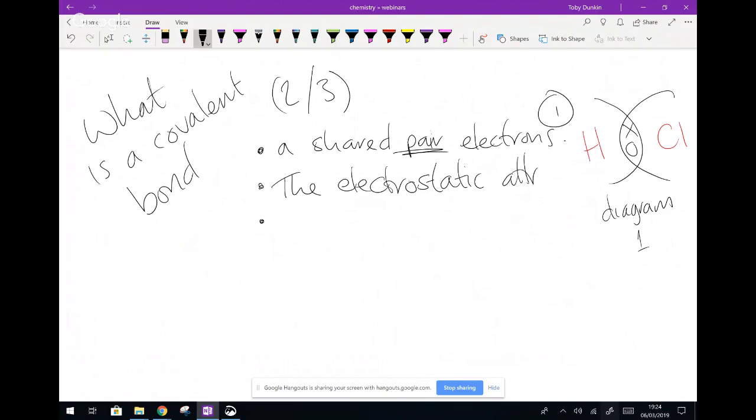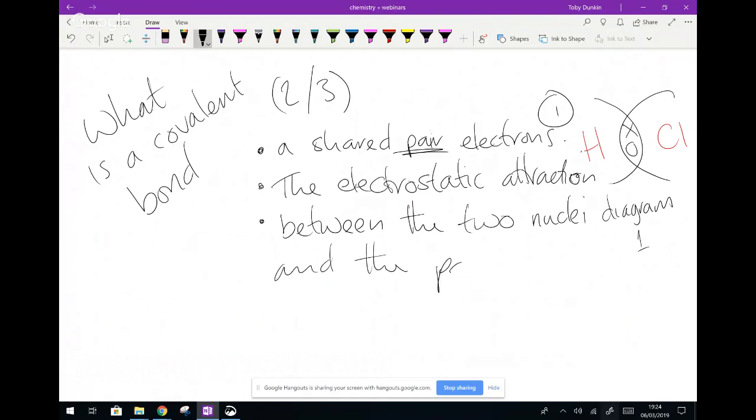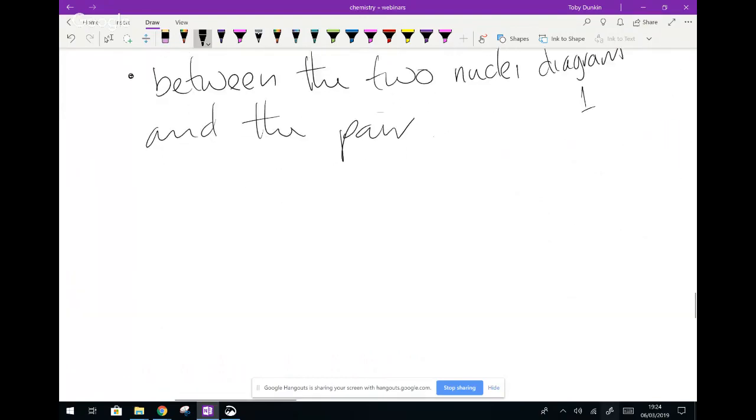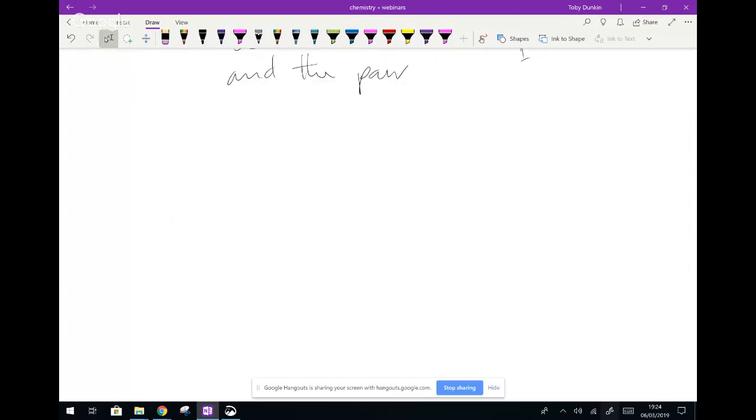It's the electrostatic attraction between the nuclei or the nucleus. Electrostatic between the 2 nuclei, plural, and the shared pair. Now, people often say, I don't get it. So, guys, neither did I. Let's put it in a diagram.